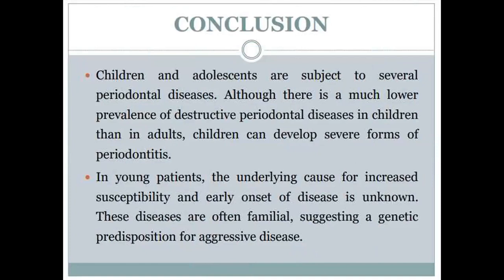In summary, children and adolescents are subject to several periodontal diseases. Although there is a much lower prevalence of destructive periodontal diseases in children than adults, children can develop severe forms of periodontitis. In some cases, this destructive disease is a manifestation of a known underlying systemic disease. In other young patients, the underlying cause for increased susceptibility and early onset of disease is unknown. These diseases are often familial, suggesting a genetic predisposition for aggressive disease.